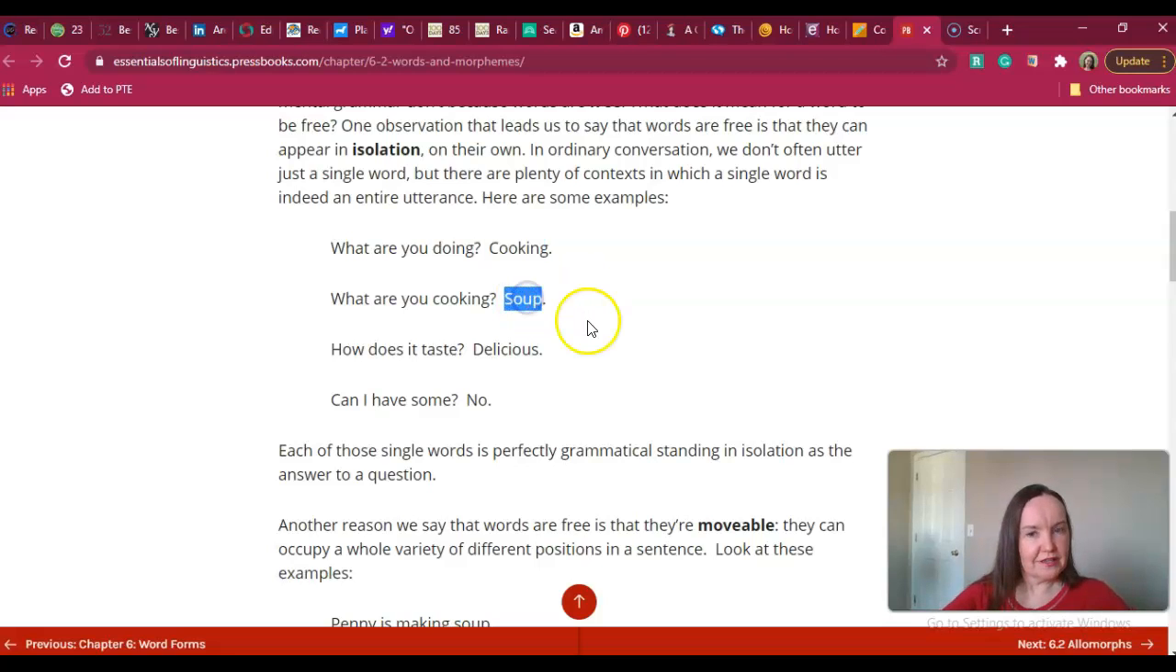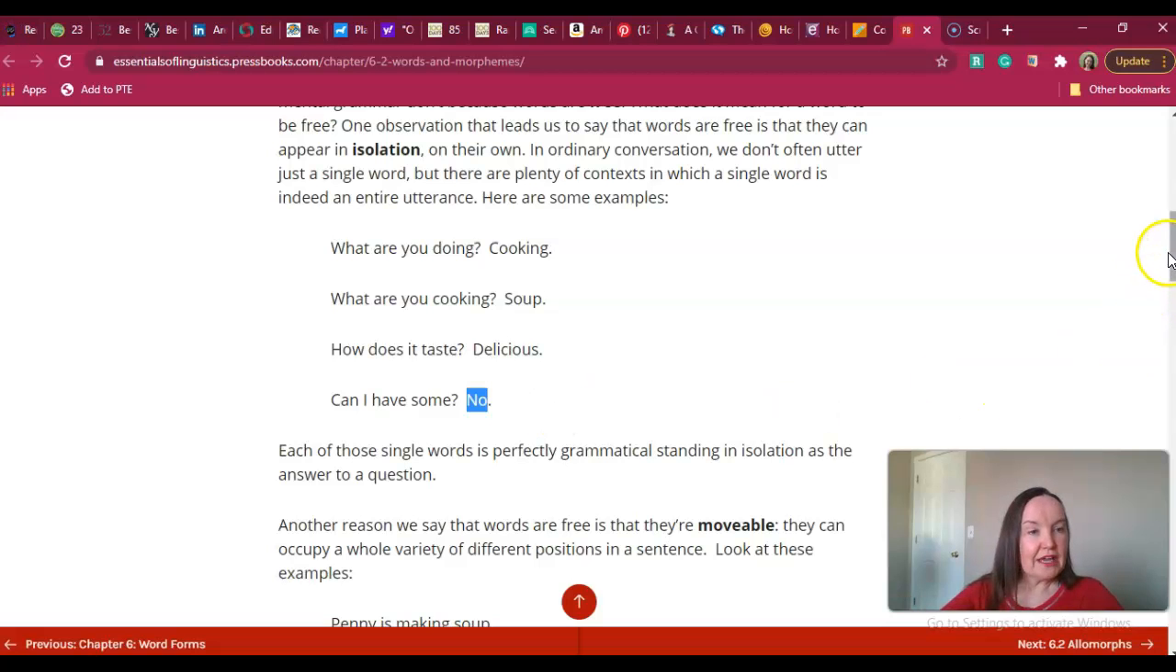Soup is a noun. It's a thing that you eat, of course. So that can also be a one-word answer. It can exist by itself. Delicious, it's an adjective. So we're describing the way the soup tastes. This also can exist in isolation by itself. And even no, okay, is just giving somebody an affirmative or negative answer. That doesn't even have to be attached to anything either.